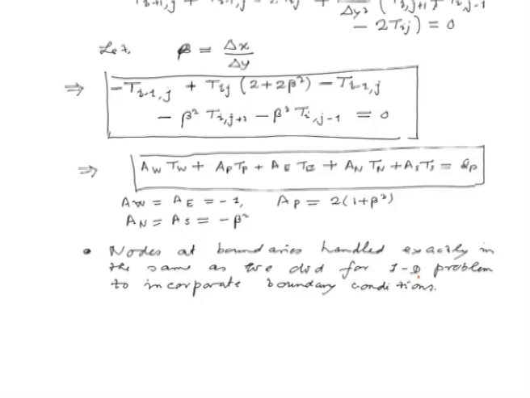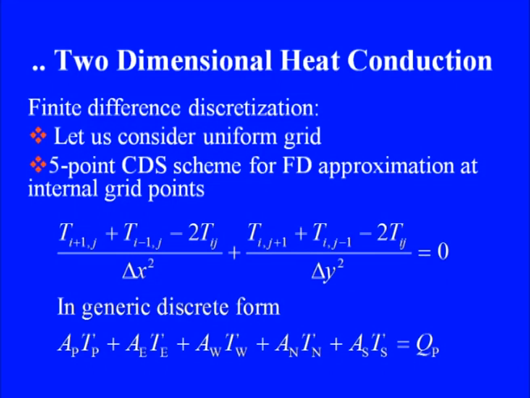And once we have incorporated the boundary conditions, we can easily obtain a discrete system of equations by assembling the equations at all the nodes, and you can observe for yourself that we will get a pentadiagonal system. So this is what we had, our generic discrete form for the 2-dimensional heat conduction problem.